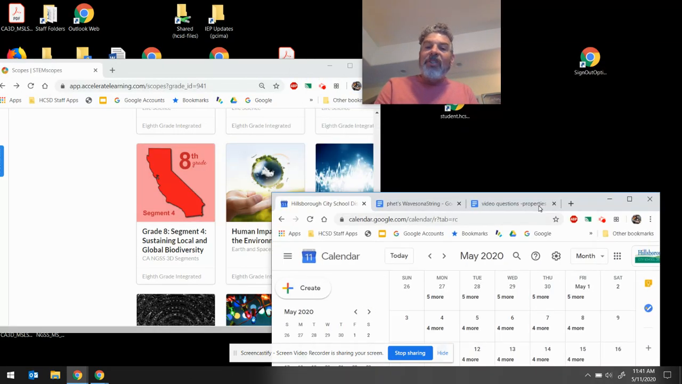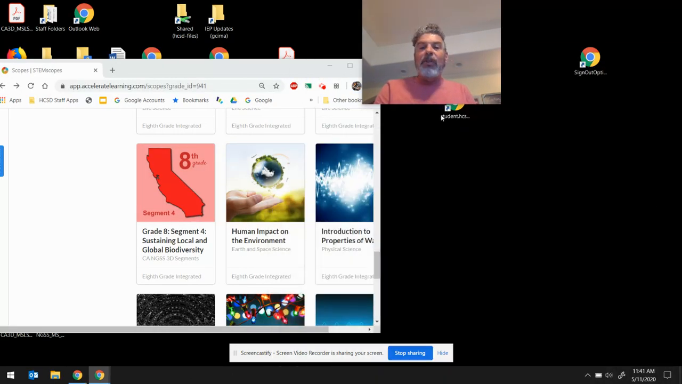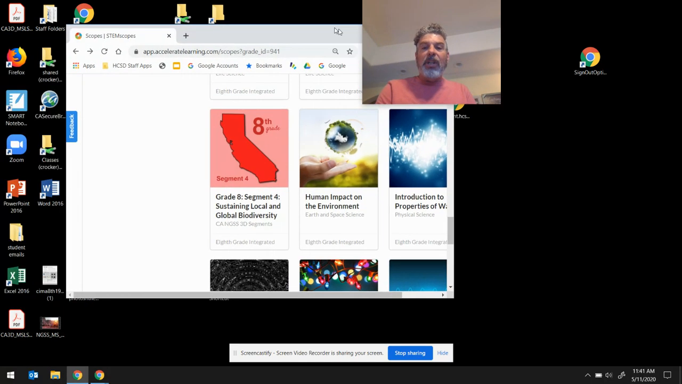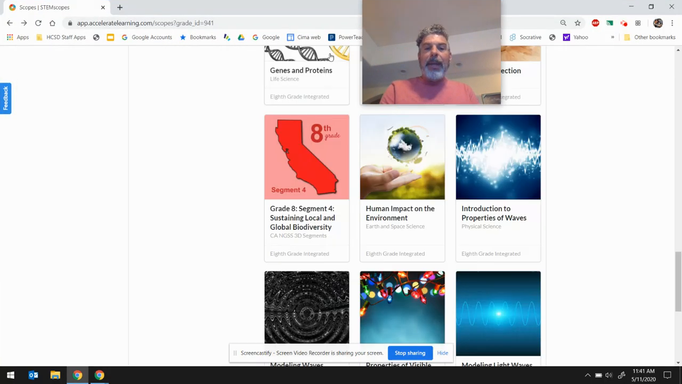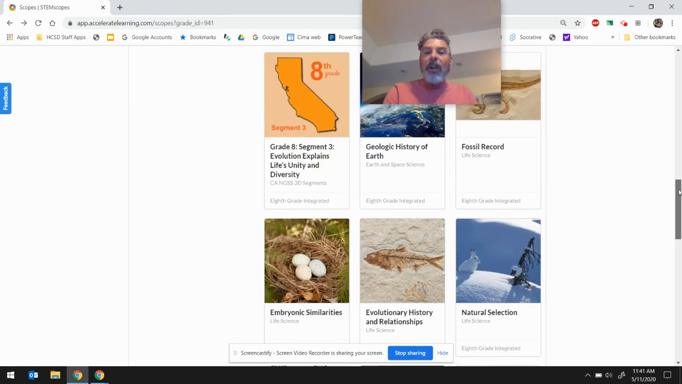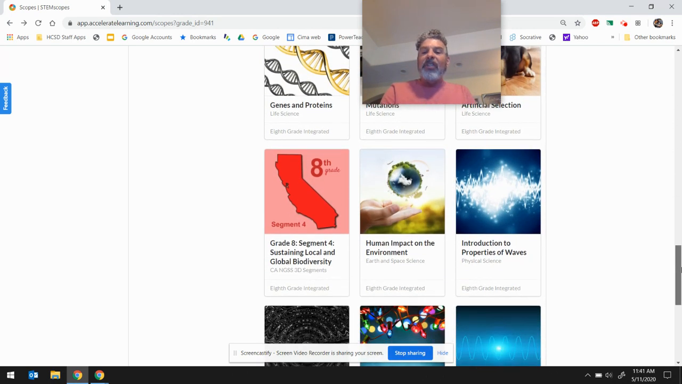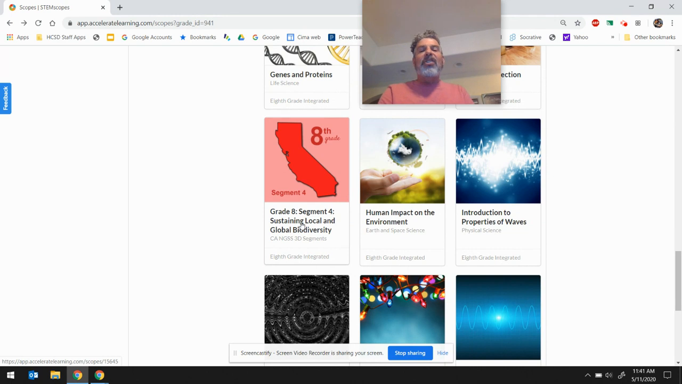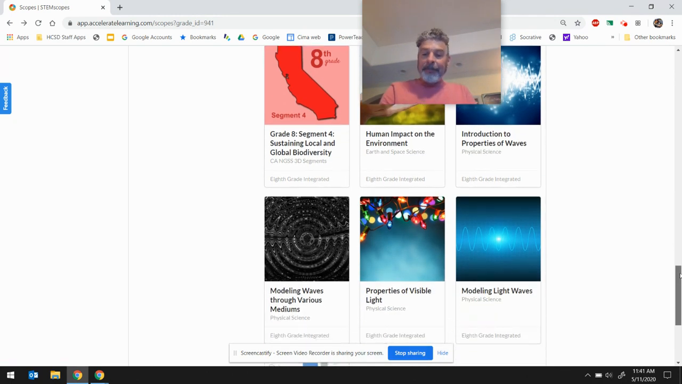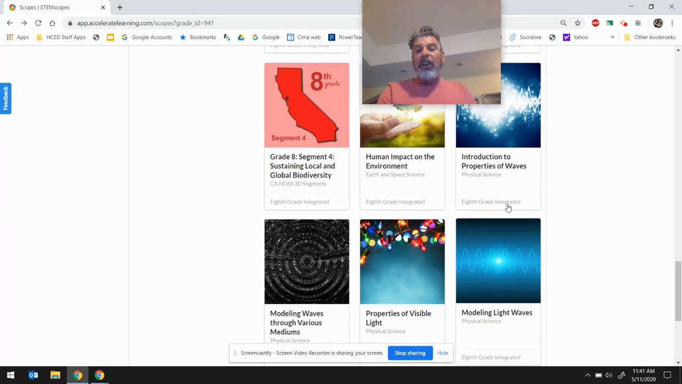But STEMscope is basically making these decisions in terms of what we're doing. So let's take a look over here at what we're doing and why. All right, so here comes the big list. We are now out of Unit 3. We were saying goodbye to segment 3, I should say, about evolution, and we're moving on to something different, which is somehow about sustaining local and global biodiversity, but how it has everything to do with waves. And so you can see 4 of the 5 units are about waves. We got properties of waves, modeling waves through mediums, properties of visible light, and modeling light waves.